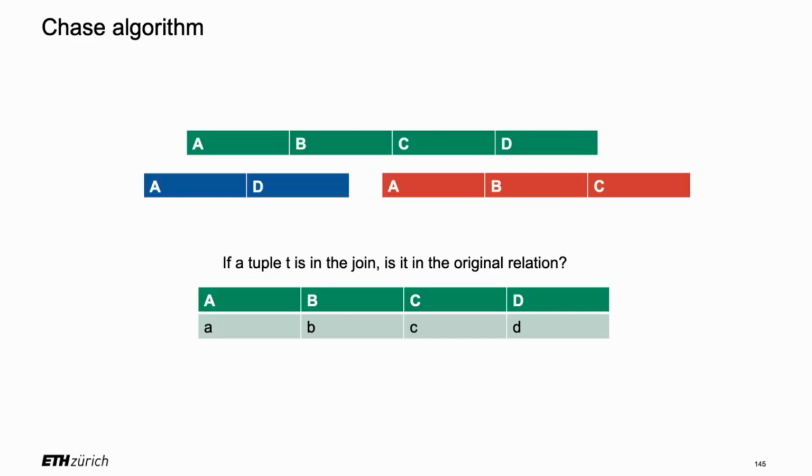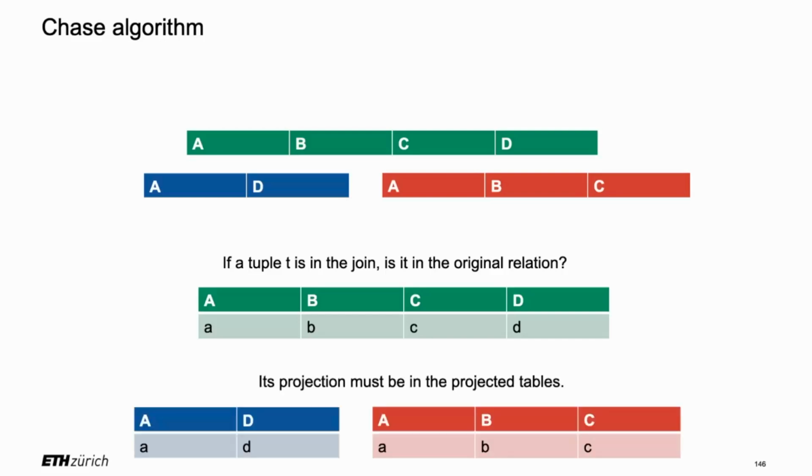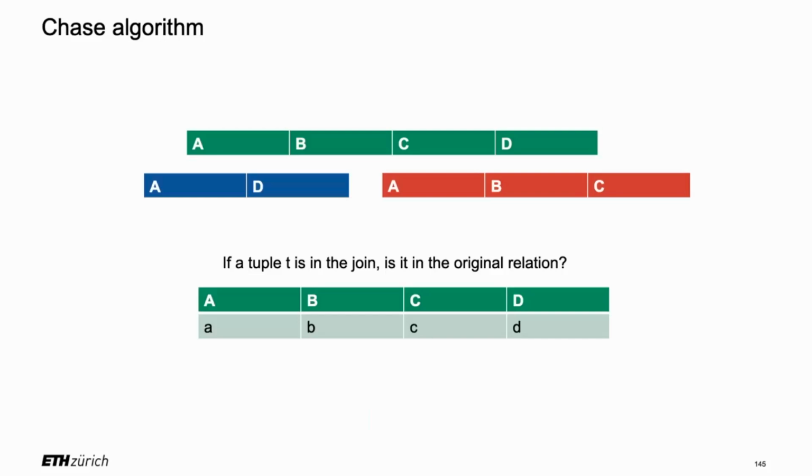But it turns out that a smart person came up with an algorithm, the Chase, in order to determine that. And that's also something quite mechanical that you can do with pen and paper. And the way that this is done is, okay, let's reason like a mathematician. I want to show that the join is a superset of the original table.